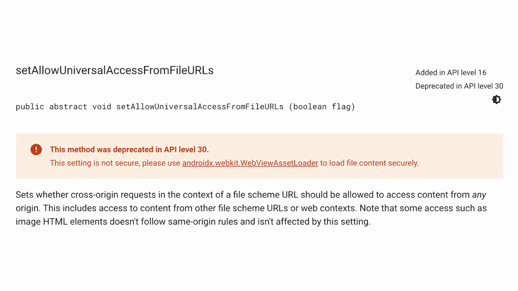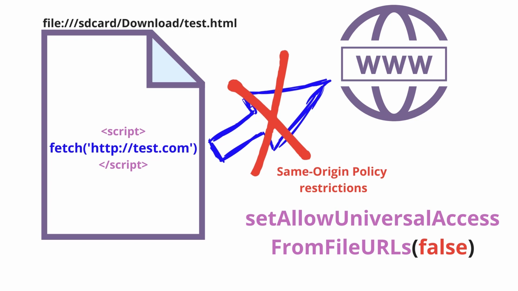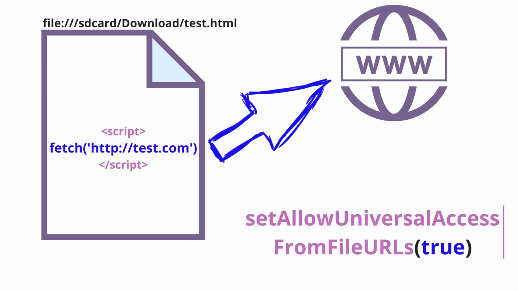Another setting that the developer can configure is allowing JavaScript running within the context of a file scheme URL to access content from any origin, including other file scheme URLs. This setting basically removes all same origin policy restrictions and allows the web view to make requests to the web from a file, which would normally not be possible. This means that you could read local files using JavaScript and then send them across the web to an attacker-controlled domain. And since this component is exported, this behavior can be very dangerous because it can allow the attacker to read arbitrary files which may be private to the application.